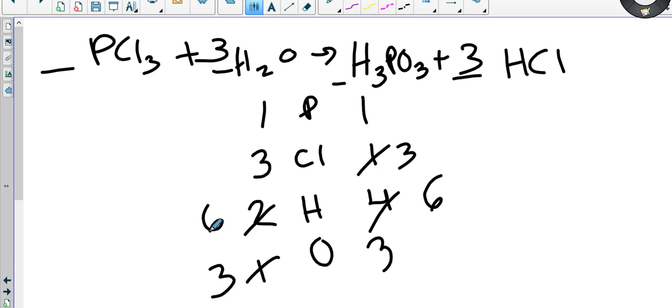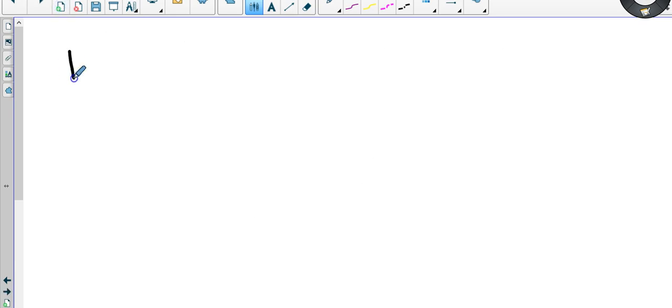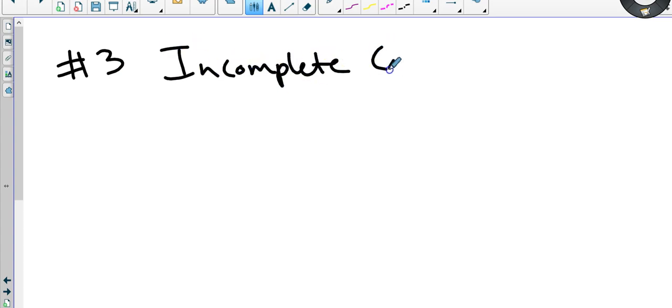So balance those. And then on the back, you'll need to do just the left-hand side. The right-hand side is crossed out. In your notes, I need to tell you 2 more things. But while you have your homework sheet out, on number 3, incomplete combustion is basically combustion that doesn't go all the way through.